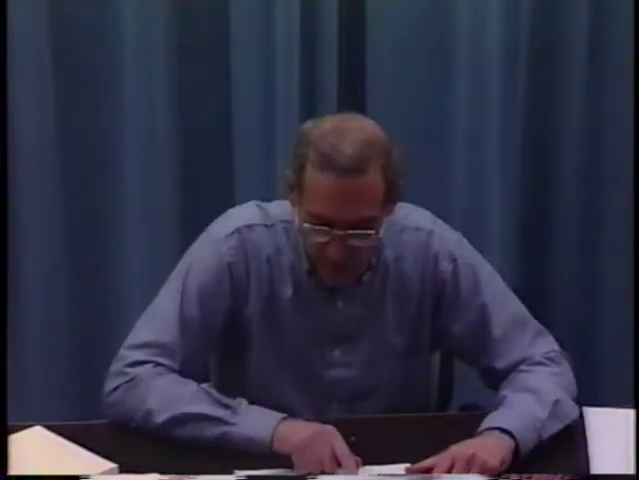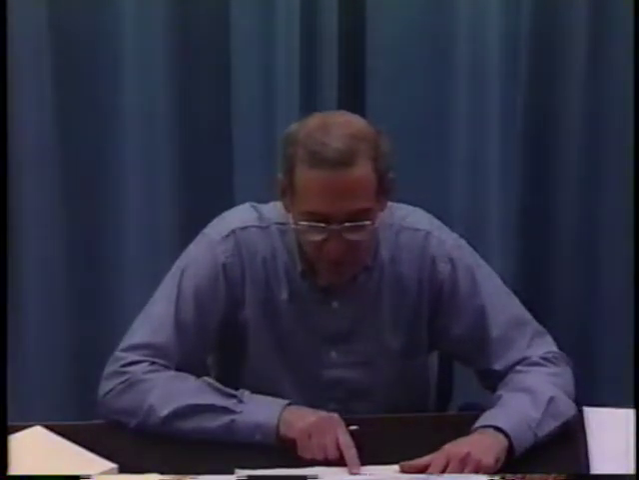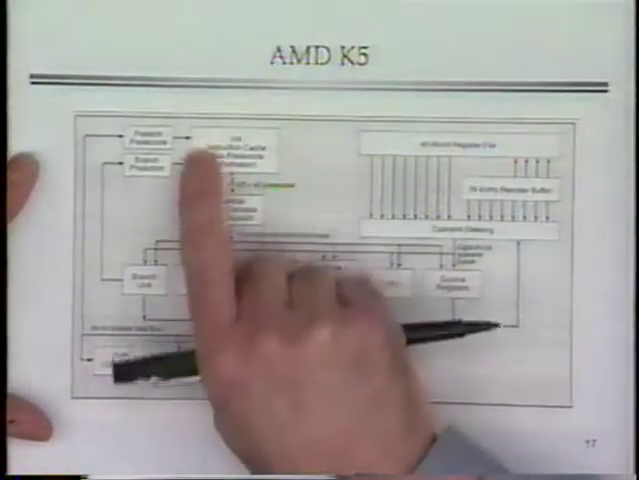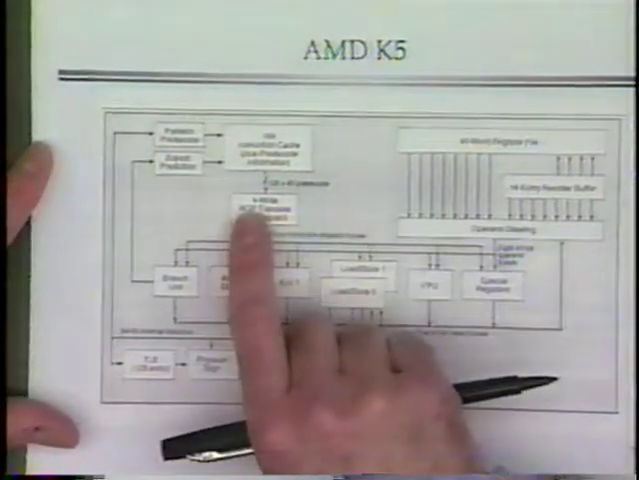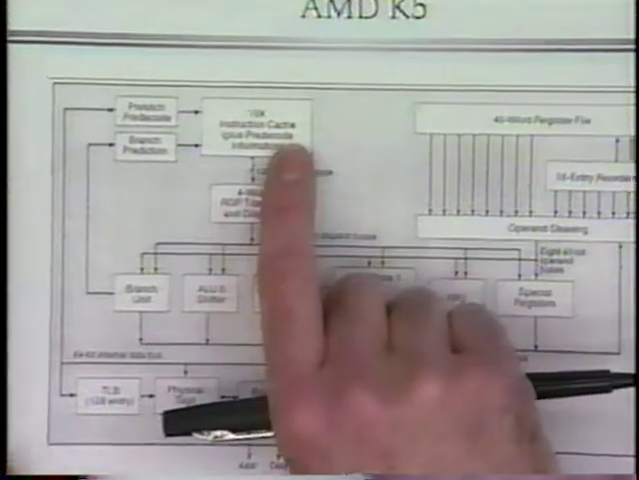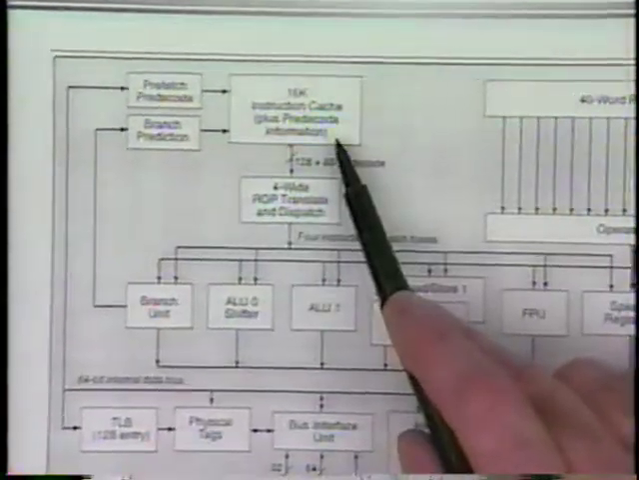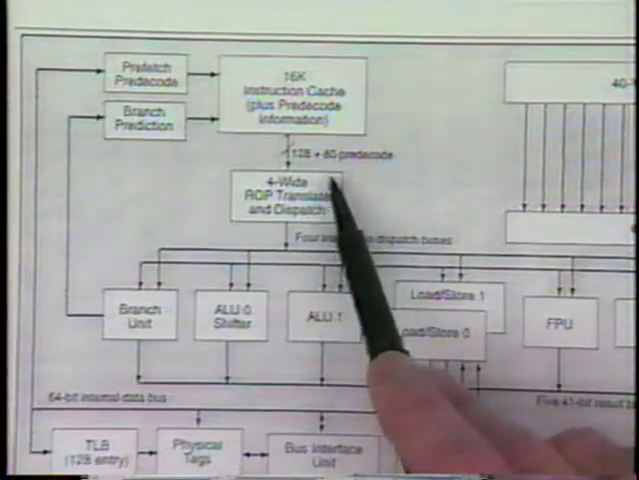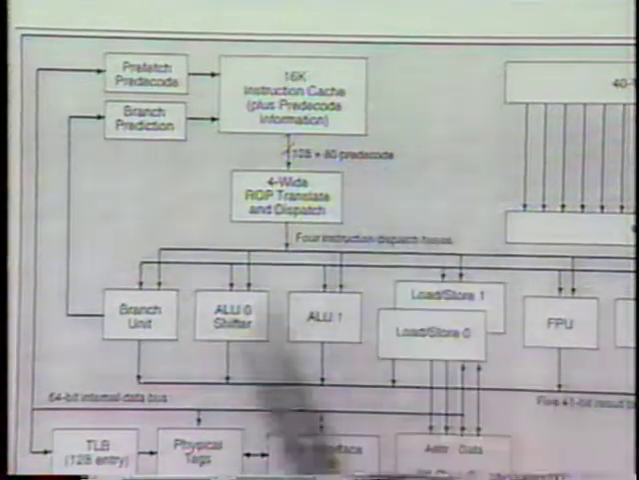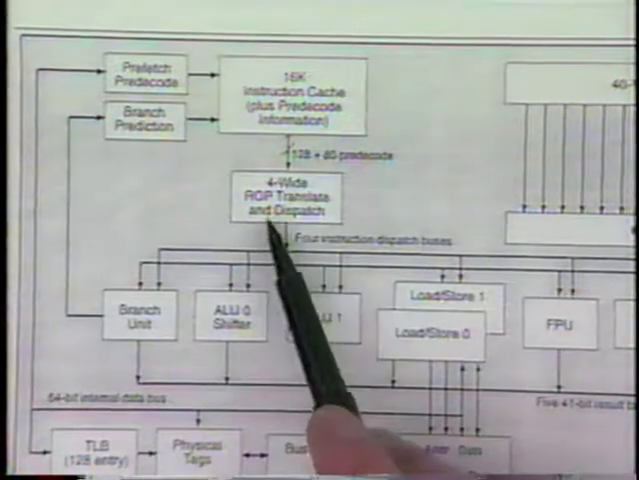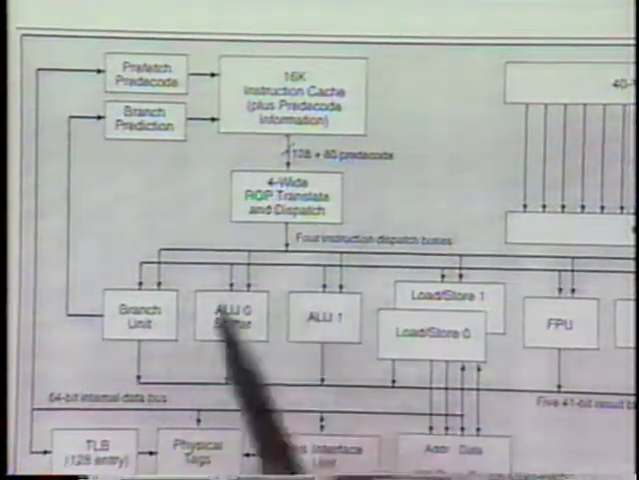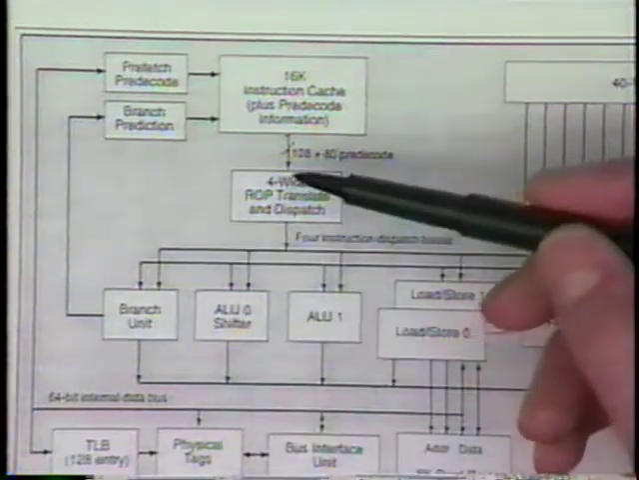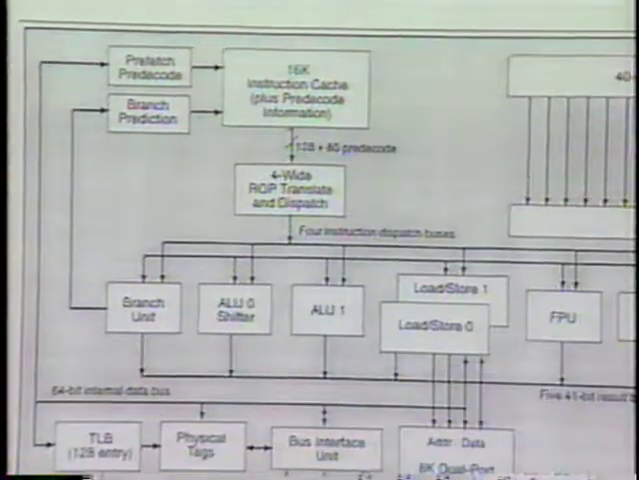Take a look at the block diagram of the K5. And you can see it's actually relatively simple. The instruction cache, which for the K5 is 16K, contains pre-decode information that we talked about, those 5 bits per byte. So they're fetching 128 bits of instruction information and 80 bits of pre-decode information. And for the simple instructions, they do an immediate translation to one or more of these RISC operations. And then from here on in, it looks like a standard RISC computer.